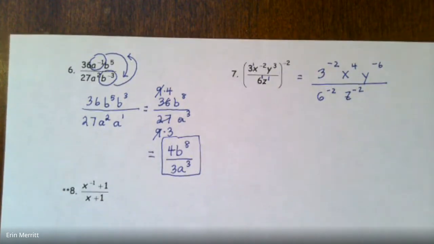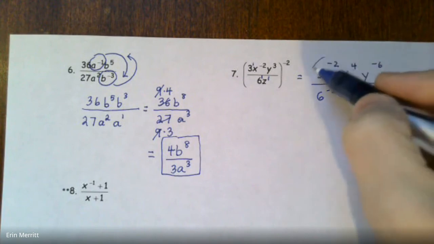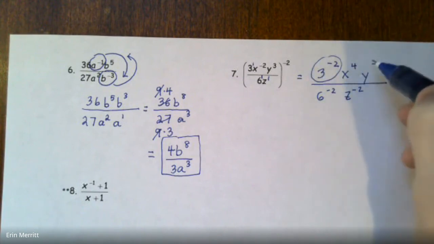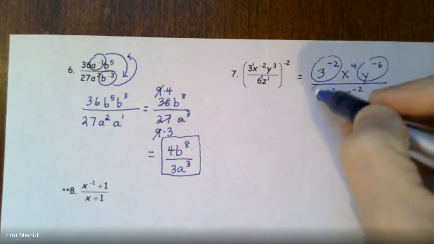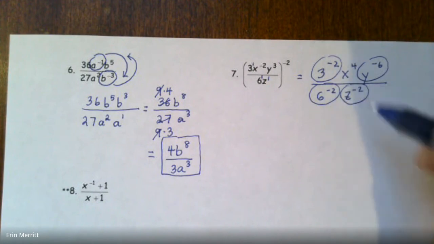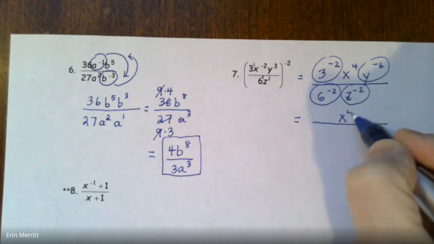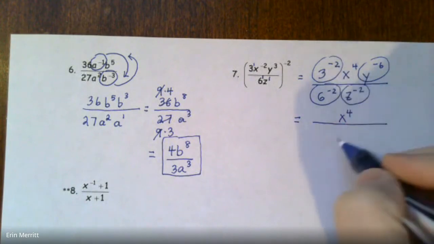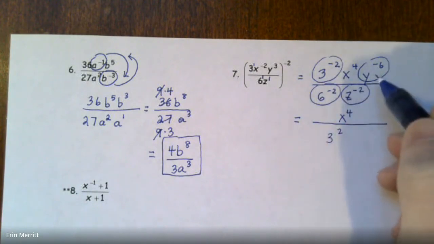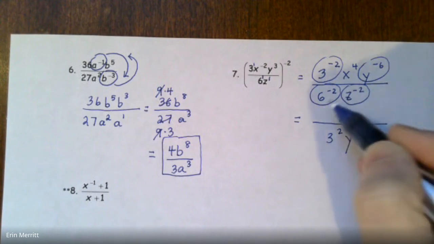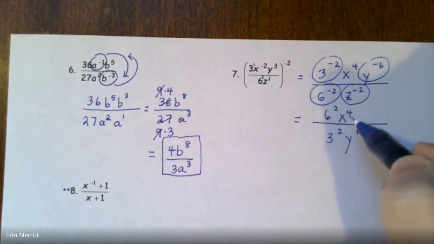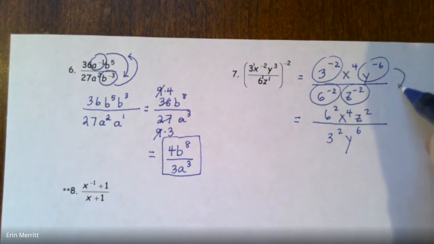All right, circle anybody that needs to move. So that 3 is going to have to shift. The x stays put. Y is going to shift. 6 shifts. The z shifts. Okay. So the only thing that stayed put was x to the 4th. Everything else is moving. So 3 comes to the bottom as 3 squared. Y to the positive 6. 6 to the positive 2nd. Z to the positive 2nd. So these guys went down. These guys went up.